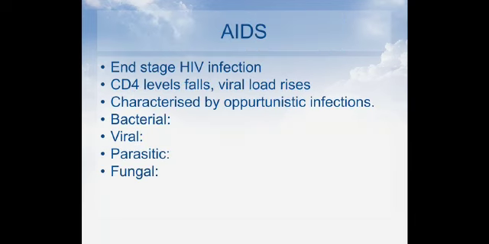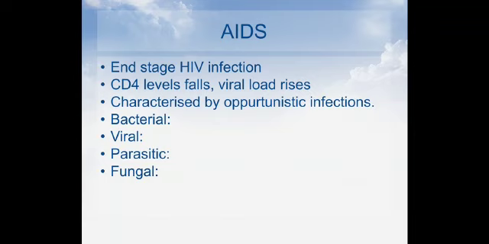Following PGL, once the patient has persistent enlarged lymph nodes for more than 3 to 6 months, he enters into a phase of AIDS or AIDS related complex. This is an end stage HIV infection wherein CD4 levels fall and viral load rises. This is characterized by opportunistic infections due to the fall in CD4.